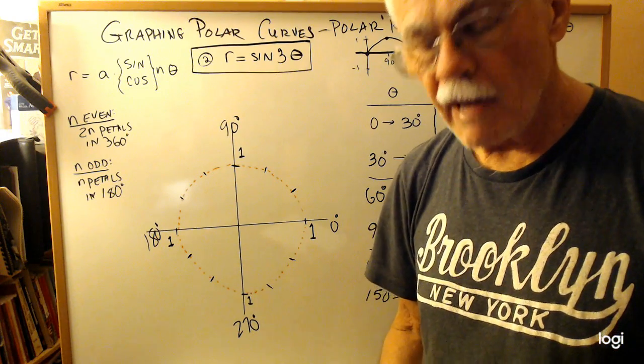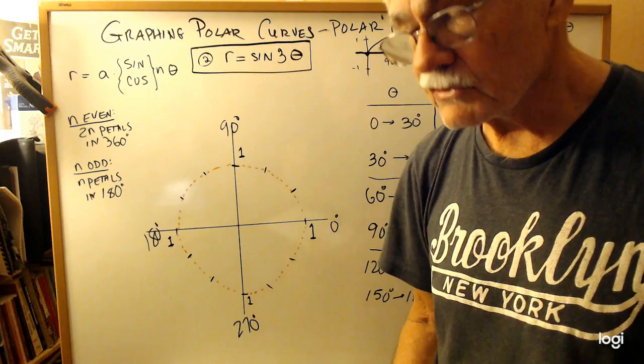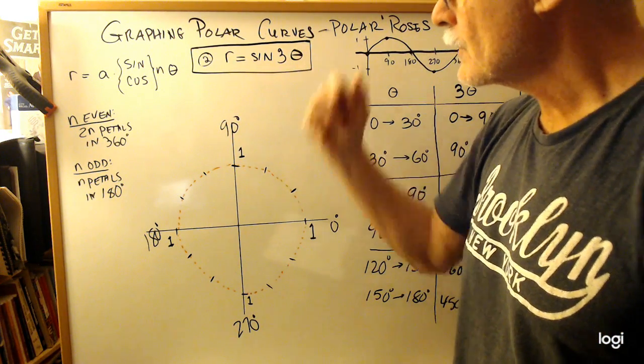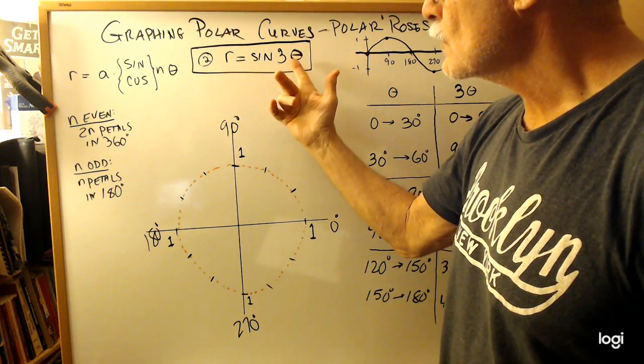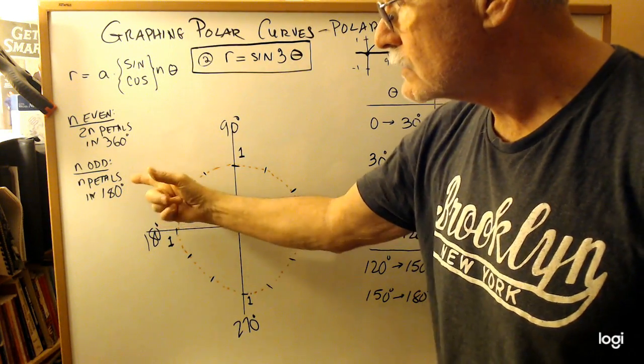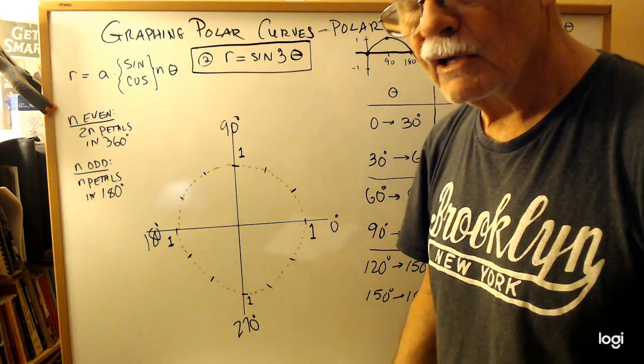Okay, welcome back. This is the second video on polar roses. This time we'll be doing r equals sine of 3 theta. And since 3 is odd, we expect that the theory is correct, which we'll see it is, to get 3 petals, and we get them in 180.